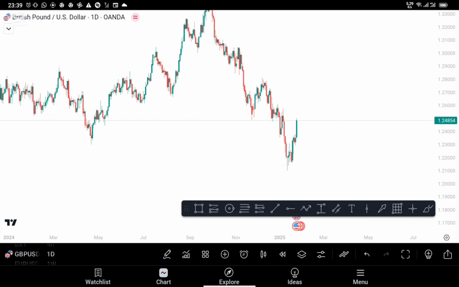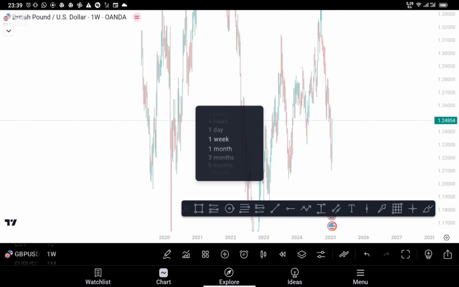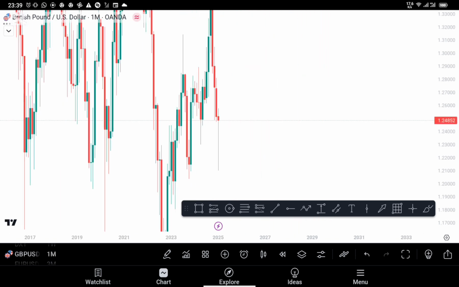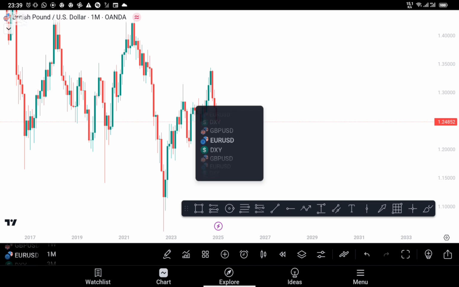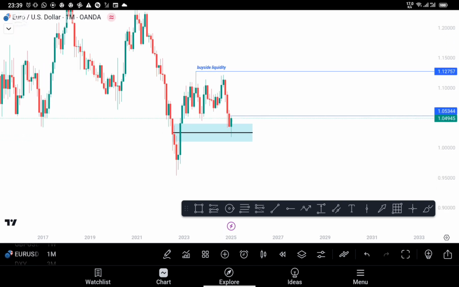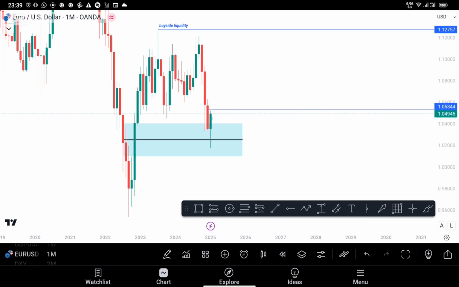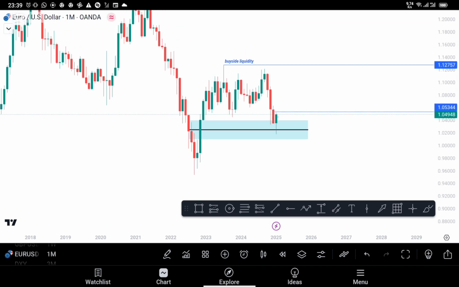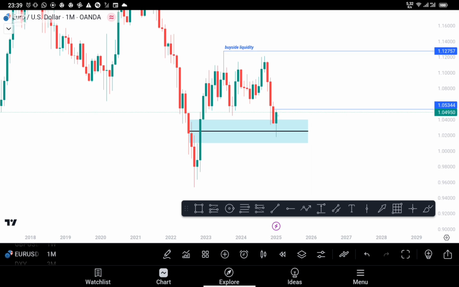So we are finding some synchronicity with GBPUSD and EURUSD. What dollar is doing, EURUSD is exactly doing the inverse. So they're synchronizing with each other inversely. We have a monthly gap there. We rebalanced it. We went to the 50% of it, we rebalanced it, and now we are showing bullish prices.